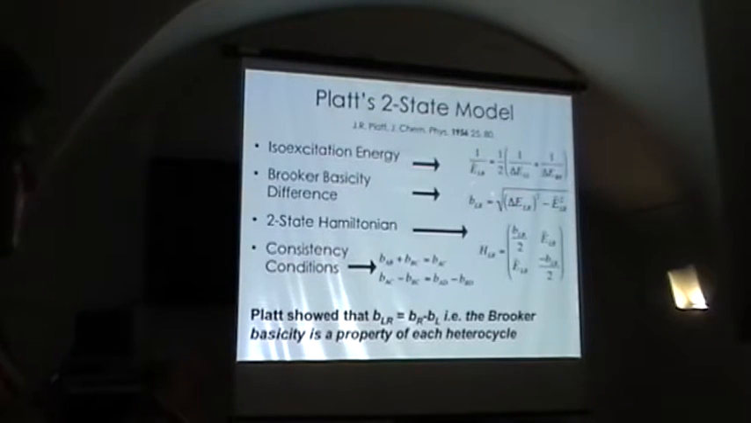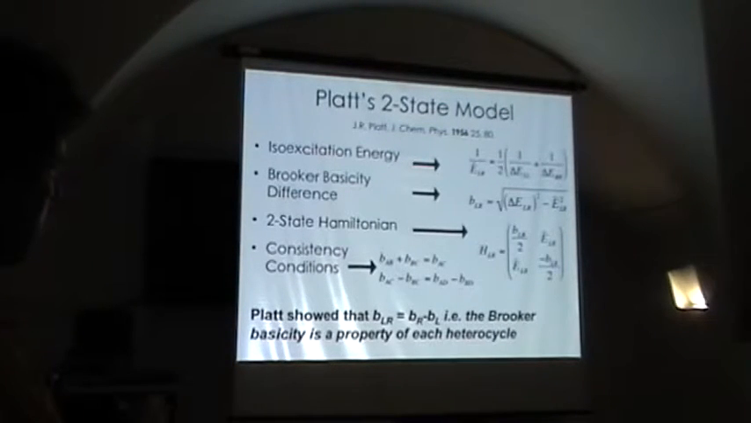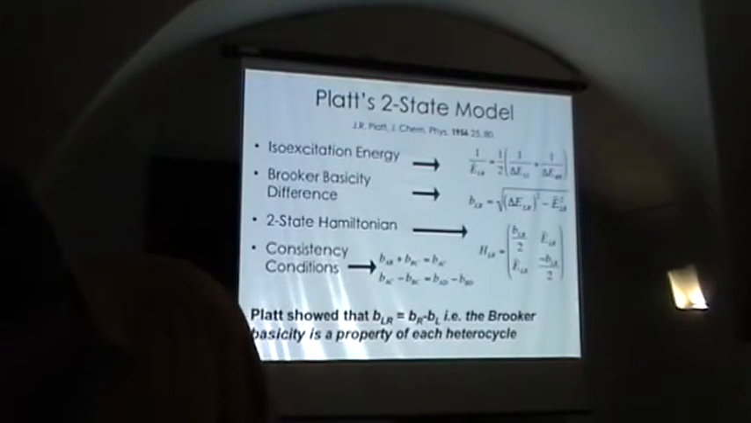He defined a Brooker basicity as such, and then by construction, if you diagonalize this matrix, you get back the energy gap of the original asymmetric dye. Platt hypothesized that these basicity differences, if they can be written as differences of basicities, each of which corresponds to the rings and not the dye, should obey these consistency conditions. Platt showed that they did for Brooker's data.